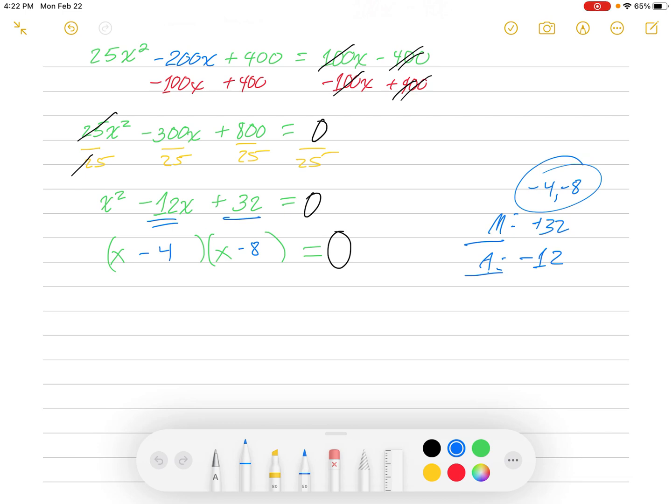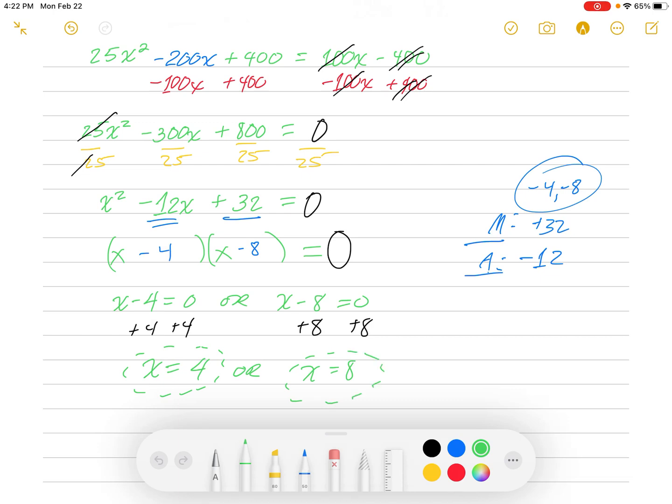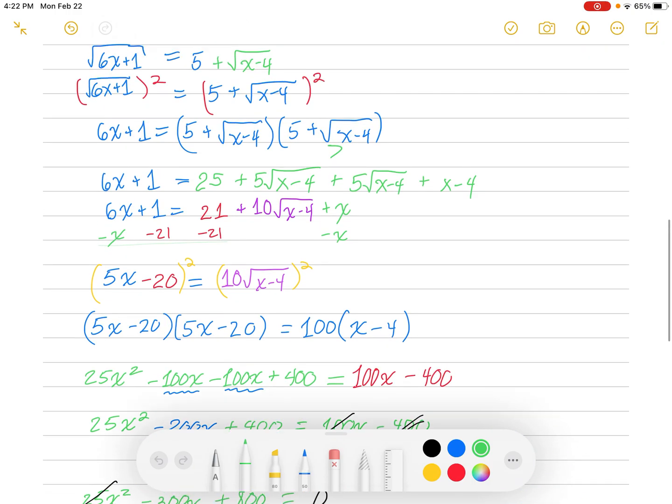And then by the zero product property, if something times something is 0, then one of those has to be 0. So I'm going to set either x minus 4 equal to 0 or x minus 8 equal to 0. In that case, we can add 4 to both sides on the first equation and 8 to both sides on the second equation, whereby we get x equals 4 as a potential solution or x equals 8 as a potential solution. So I'm going to put dotted lines around these. These are potential solutions. We need to check them. I'm going to plug 4 into the original equation to see if it checks out, and plug 8 into the original equation to see if it checks out.